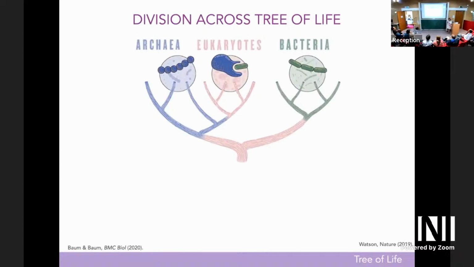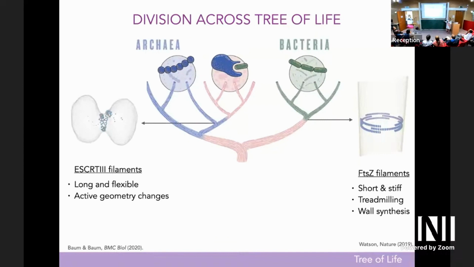So imagine you have a compartment to divide. First, you need to grow it. So I will not speak about that. And then there are two ways by which you can divide it. You can either pinch it in the middle, which is what archaea do. So archaea, at least those archaea that are closest to us, use something called the ESCRT filament, which are long and flexible. They have active geometry changes and they somehow squish the cell into two.